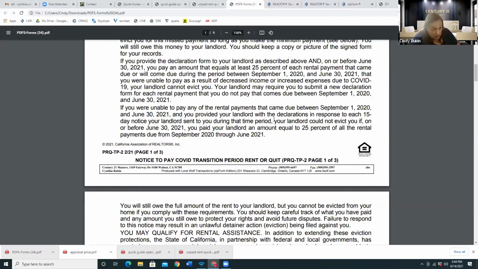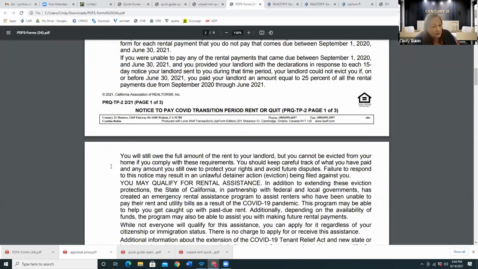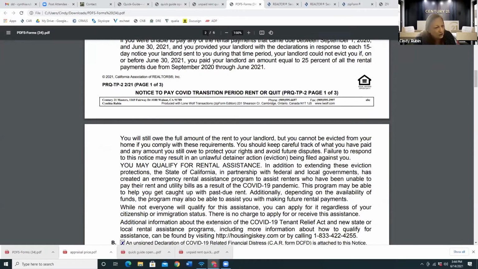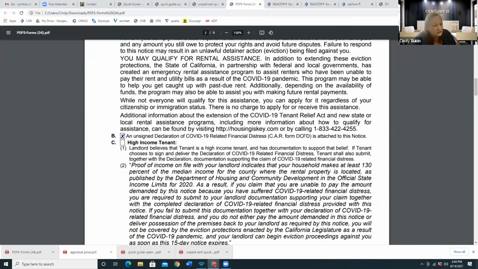So if your tenant, again, gives you the form, you have to send them a copy of the form. If they give you the form filled out and they have a legitimate reason and they pay 25% of the rent, you still cannot evict them. Okay. It says you will still owe the full amount of rent to your landlord, but you cannot be evicted from your home if you comply with these requirements. You should keep track of what you have paid, obviously. You may qualify for rental assistance.